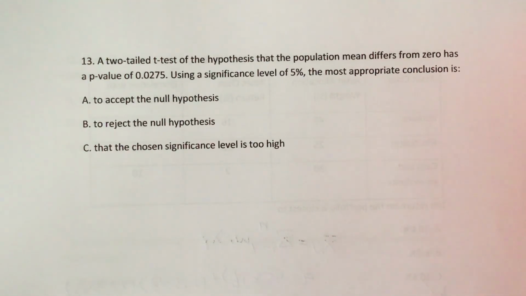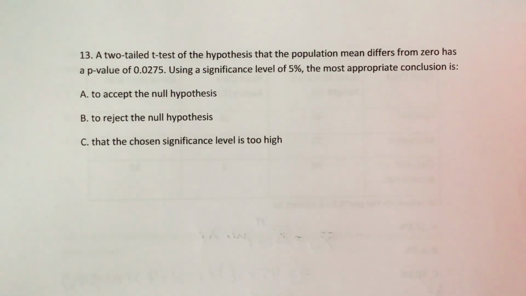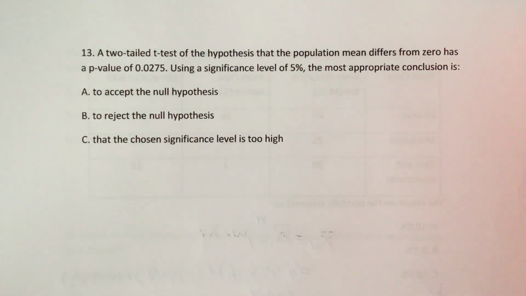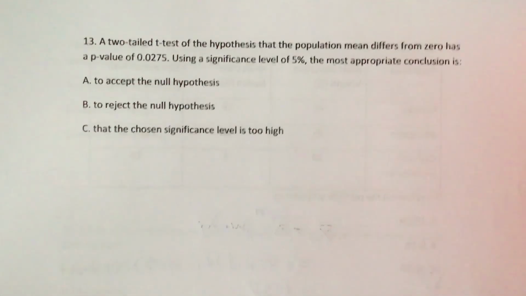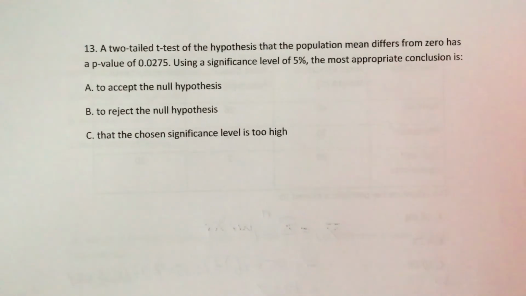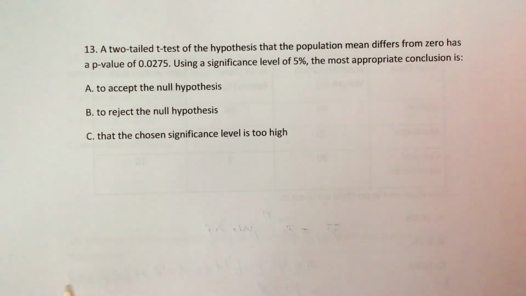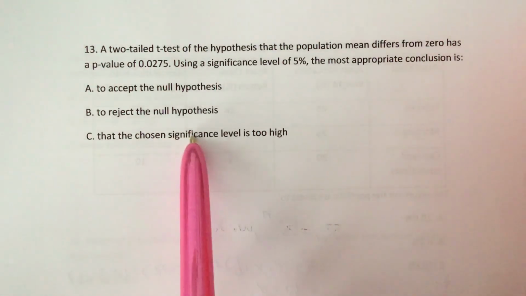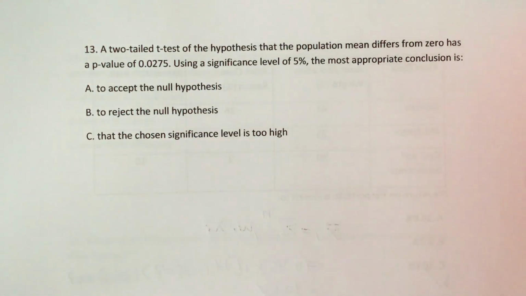Question 13. A two-tailed t-test of the hypothesis that the population mean differs from zero has a p-value of 0.0275 using a significance level of 5%. The most appropriate conclusion is A. to accept the null hypothesis, B. to reject, C. that the chosen significance level is too high.